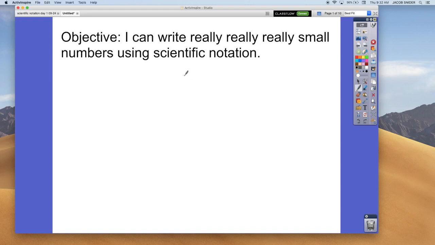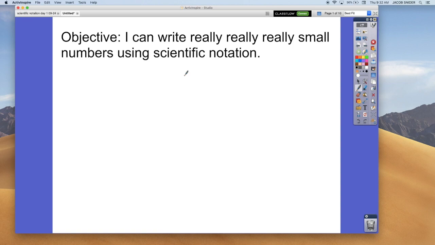Okay, guys, so here we go. Today we're going to talk about really small numbers, okay? Yesterday we talked all about big numbers. Today we're going to talk about really small numbers. So here's our objective for the day. I can write really small numbers using scientific notation.